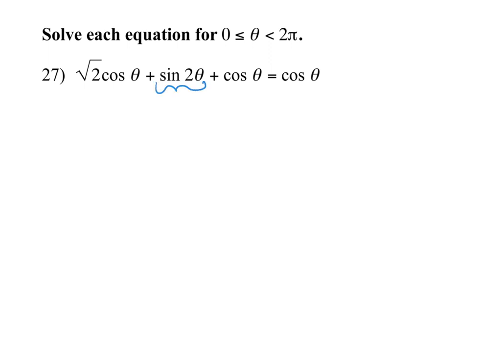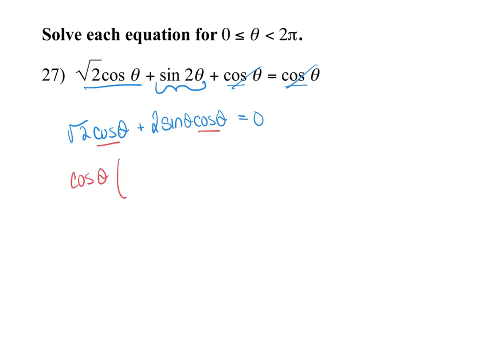So the double angle here is 2 times the sine of theta cosine of theta. Bring this down, square root of 2 cosine of theta. And of course, if we have the same thing on both sides, when you subtract it over, those just cancel. So you end up with that equals 0. At this point, we can factor out that cosine that they have in common. You are left with the square root of 2 plus 2 times the sine of theta equals 0.